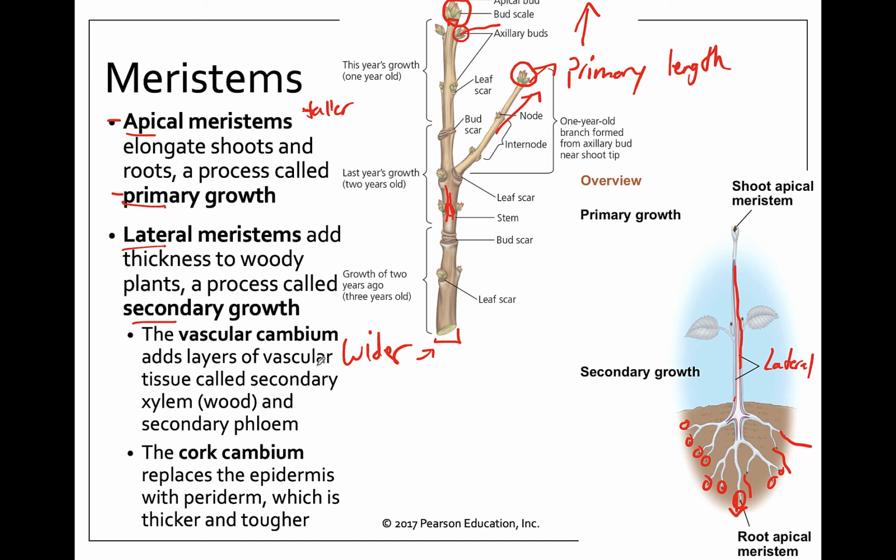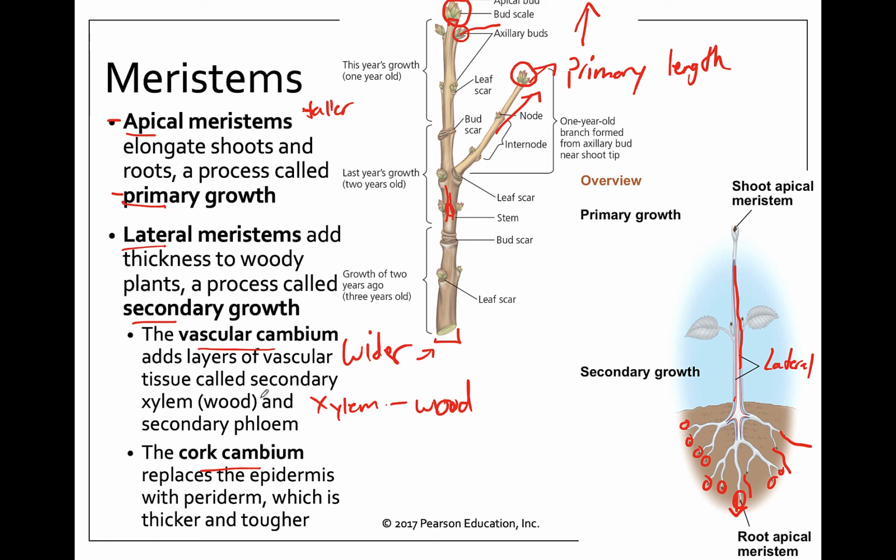There are a couple of lateral meristems. There's the vascular cambium and the cork cambium. This is where the vascular cambium is a vascular tissue. This is xylem. And this is where the xylem gets thickened into what we call wood. So if you were to cut a tree down, the wood is actually just xylem tissue that has grown wider and wider and wider every year.